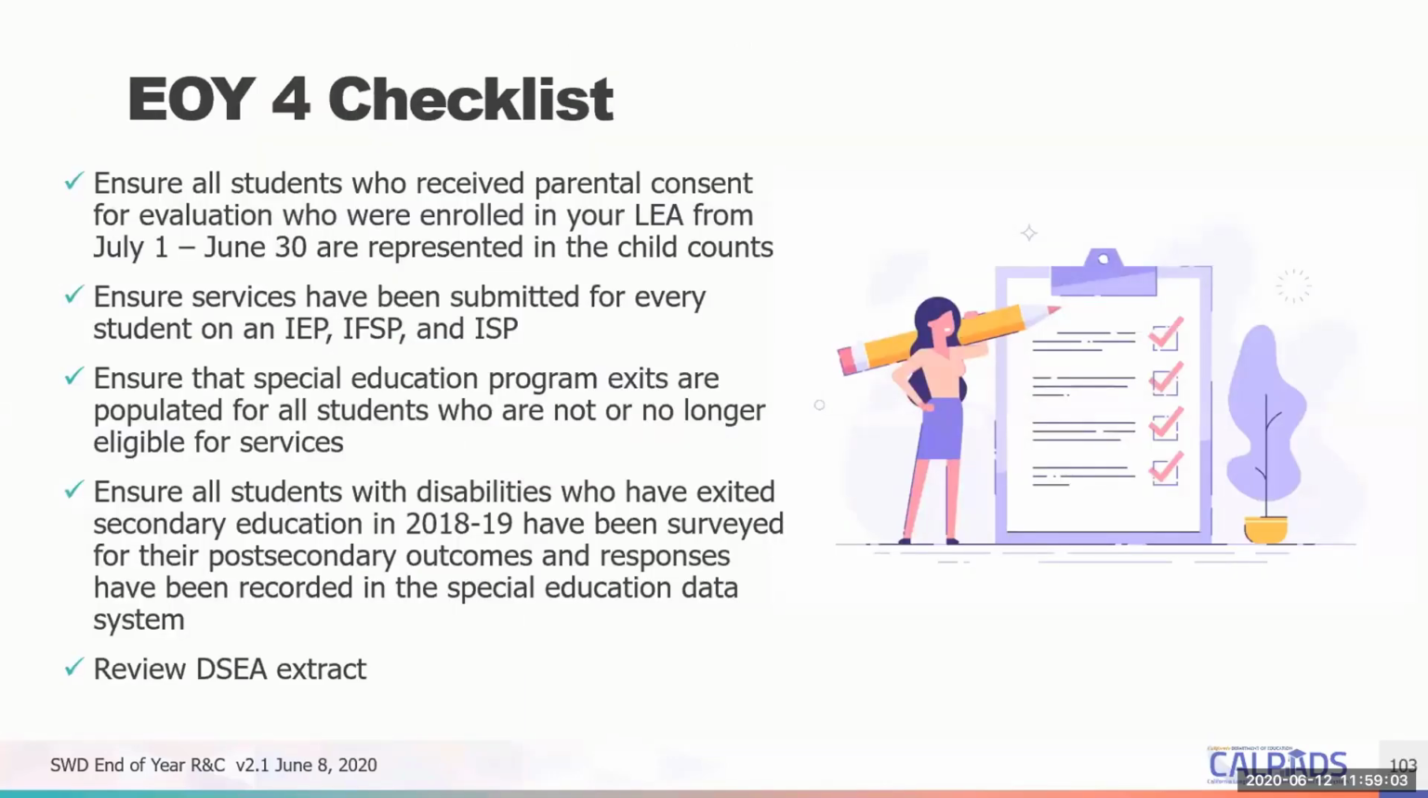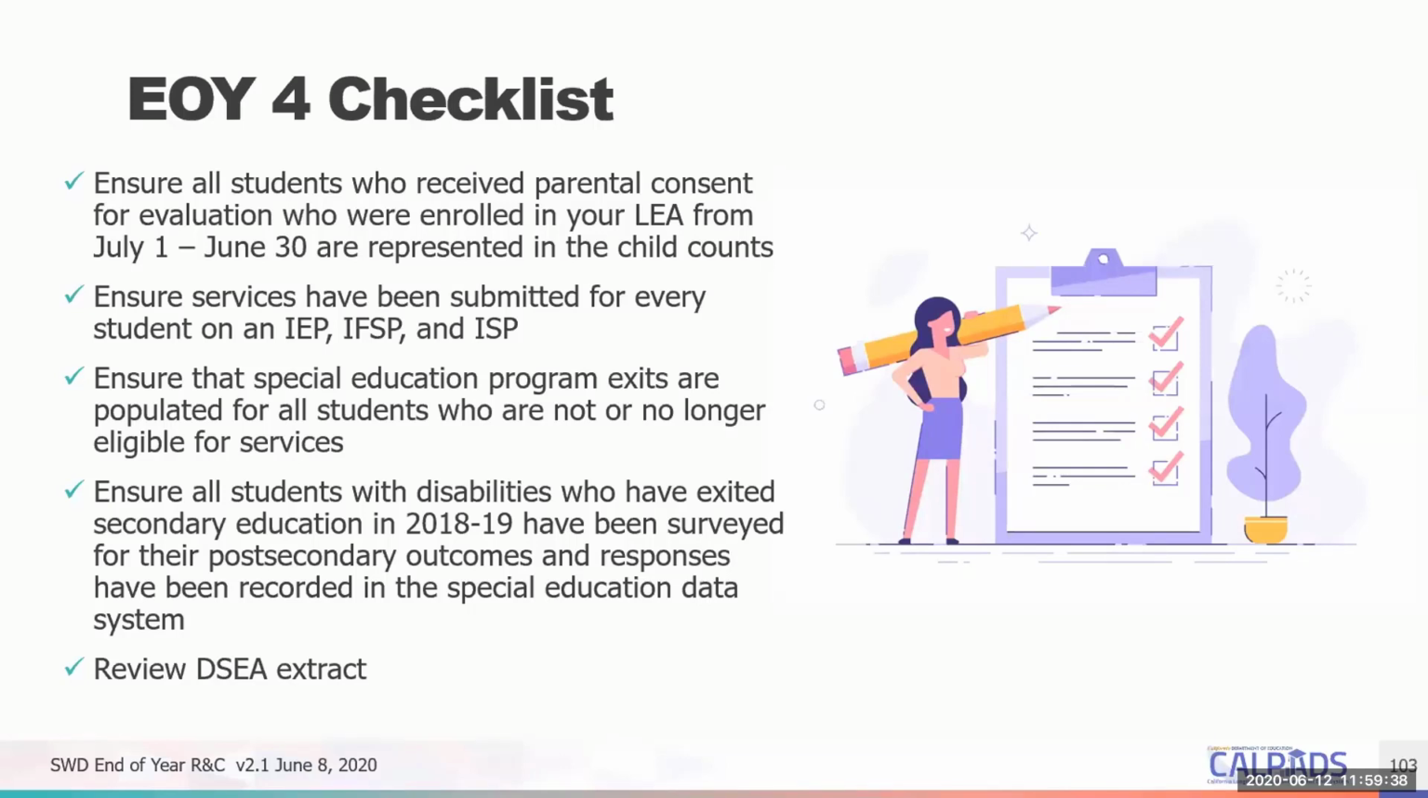And then a quick checklist. You want to ensure that services have been submitted for your students on active IEPs, IFSPs, and ISPs. Ensure that students who have received parental consent for evaluation that were enrolled in your LEA between the academic year are represented in your child count. So perhaps they hadn't yet had an active plan, but the consent was given. You want to make sure that if they don't have the record, that the pending status is reported, right? We want to account for the child find.